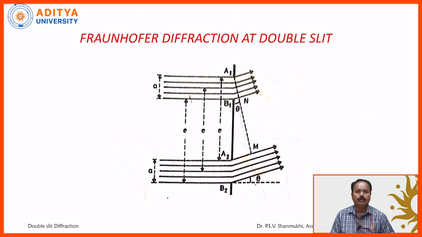See, this is the double slit diffraction due to Fraunhofer diffraction. Here we are considering two rectangular slits A1 B1 and A2 B2. These two are the rectangular slits whose lengths are perpendicular to the plane of the board or the paper, and from the sideway the light rays are entering the slits.